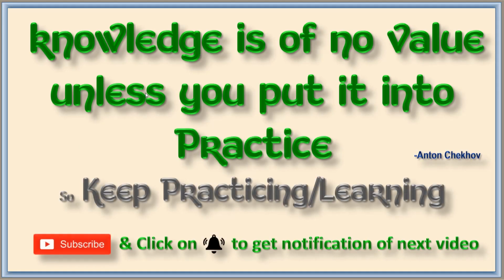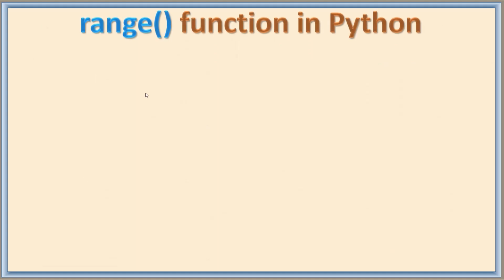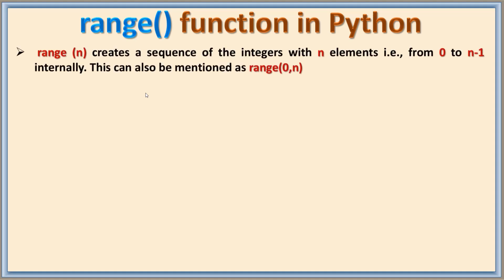Hello everyone. In this class we are going to learn two important things which are needed to perform a for loop in Python program. The first one is range function. Range of n is a function which creates a sequence of the integers with n elements. It will create from 0 to n minus 1. This can also be mentioned as range of 0, n.